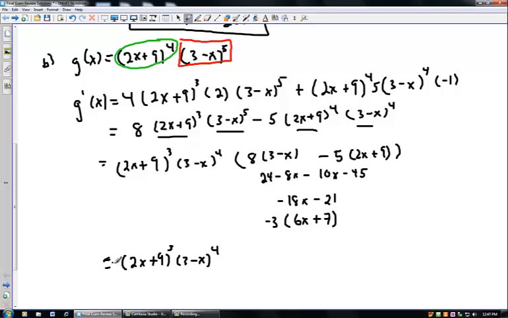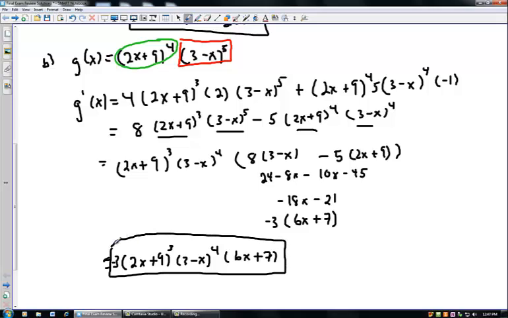And that negative 3 I'm going to put out in front, so negative 3. And then here I have a 6x plus 7. And so let's put that in a box. So that's my final answer. All right, so moving on. Let's look at part C.